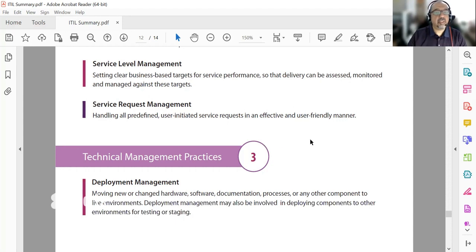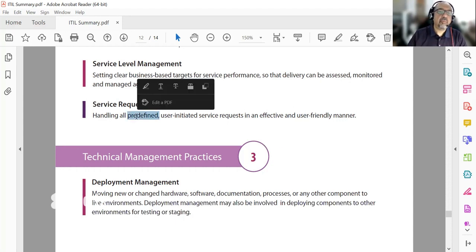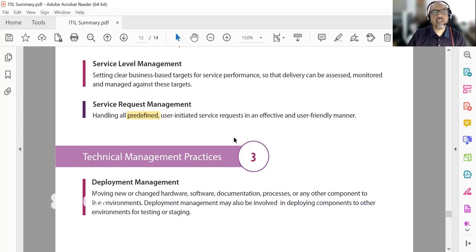Service request management, here we handle all predefined user-initiated service requests in an effective and user-friendly manner. If we have something outside of the catalog, outside of the predefined, we should have a process to handle exceptions.